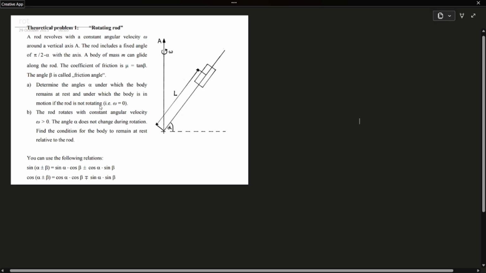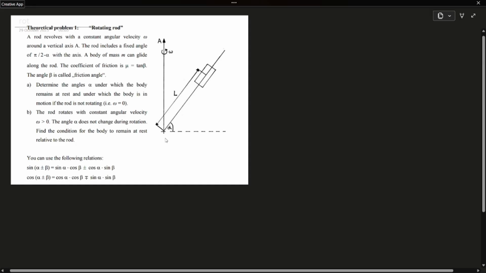A: the rod is not rotating, omega equal to 0. B: the rod rotates with constant angular velocity omega greater than 0. The angle alpha does not change during rotation. Find the condition for the body to remain at rest relative to the rod.